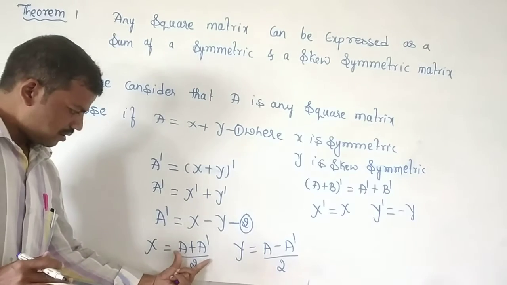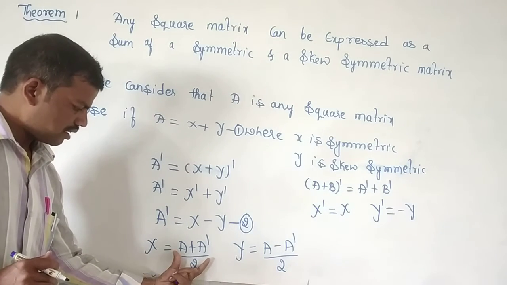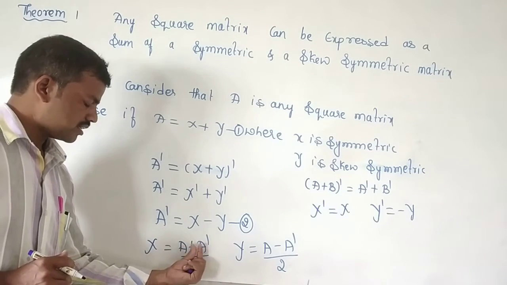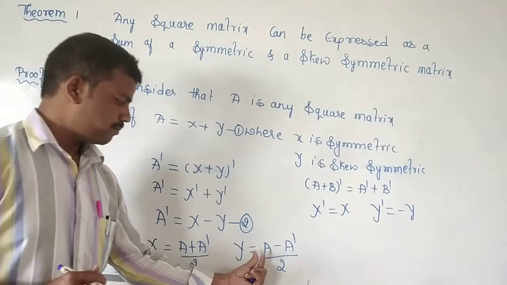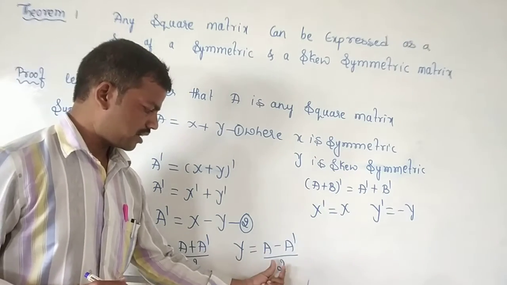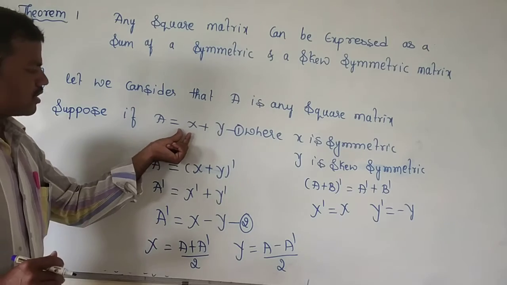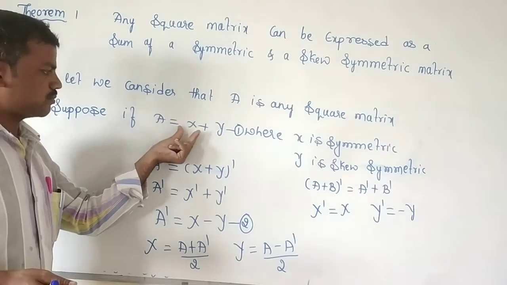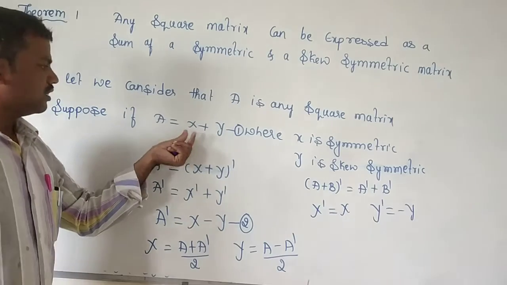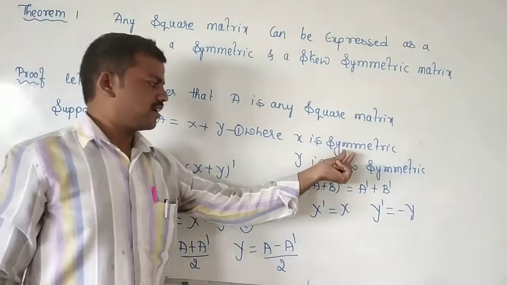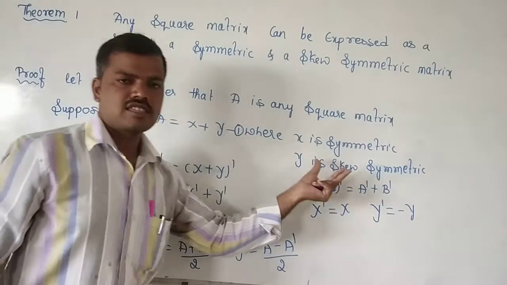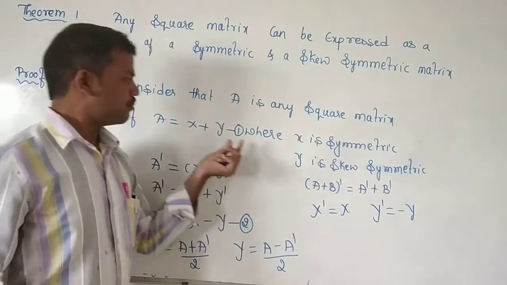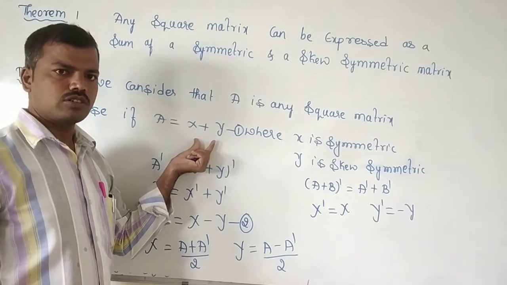So we have already expressed A as (A plus A transpose) by 2 and (A minus A transpose) by 2. Here what we considered is, suppose we had A equal to X plus Y, where X we called symmetric and Y we called skew symmetric. So the sum of a symmetric and a skew symmetric matrix, you also got now.